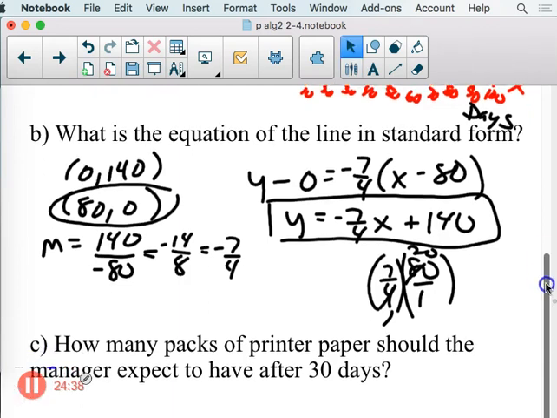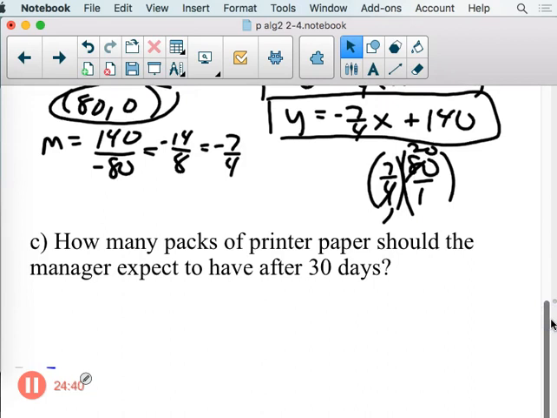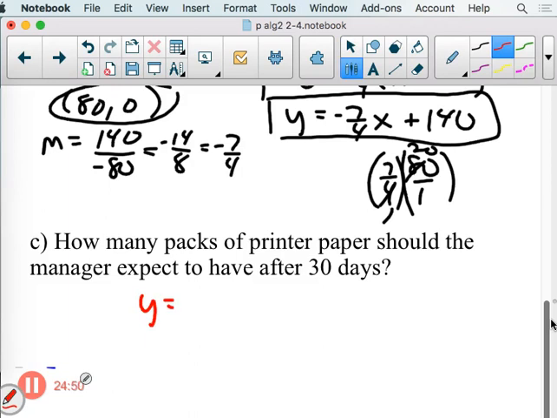Now this one says, now that you have that fabulous little equation, how many packs of printer paper should the manager expect to have after 30 days? Well, they're saying don't go back to your graph. Now you have an equation. Plug a 30 in for x and see what you get.